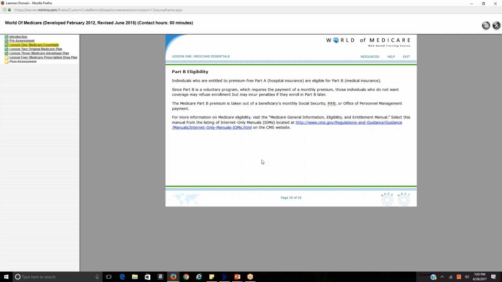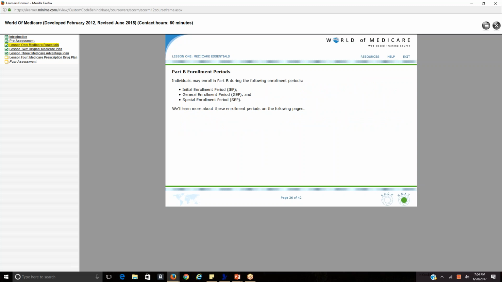The same thing if you choose Part B and don't choose a supplemental insurance plan and you just want Part B. If later on down the road you want a Medicare Medigap policy, at that point in time you may have to pay a penalty of those premiums from the time you became eligible. So these are things to be aware of with respect to Medicare Part B and what your choices are.